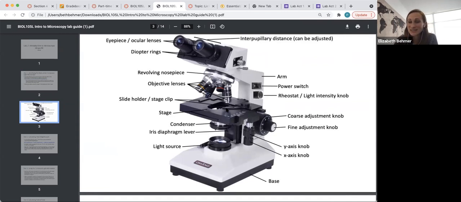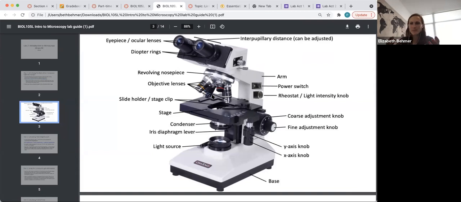You have the stage clips, the condenser, and the iris diaphragm lever. The light comes up from the light source, so you'll turn on the power switch. The light comes up, and then the diaphragm lever and the condenser control how much light travels up through the sample you're looking at. The X and Y axis knobs help to arrange the sample so it lies right on top of the light source and right underneath the objective lens that you're using.